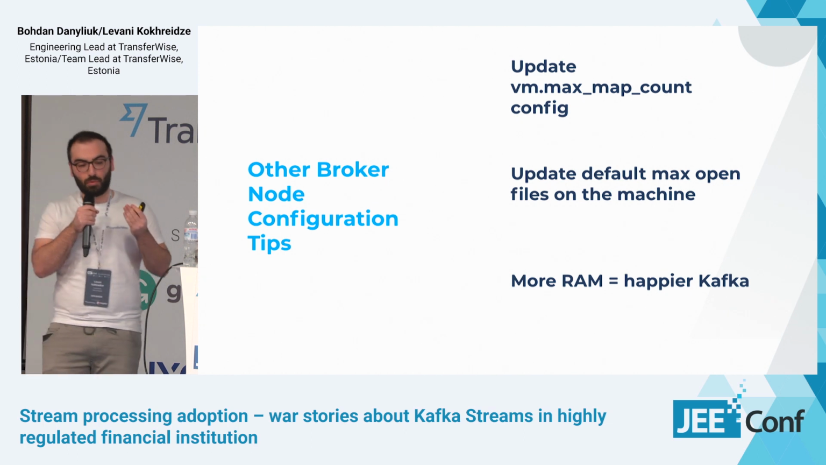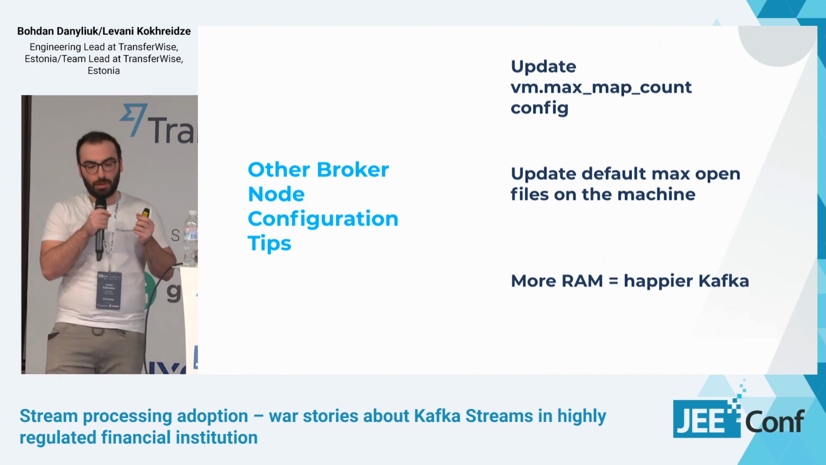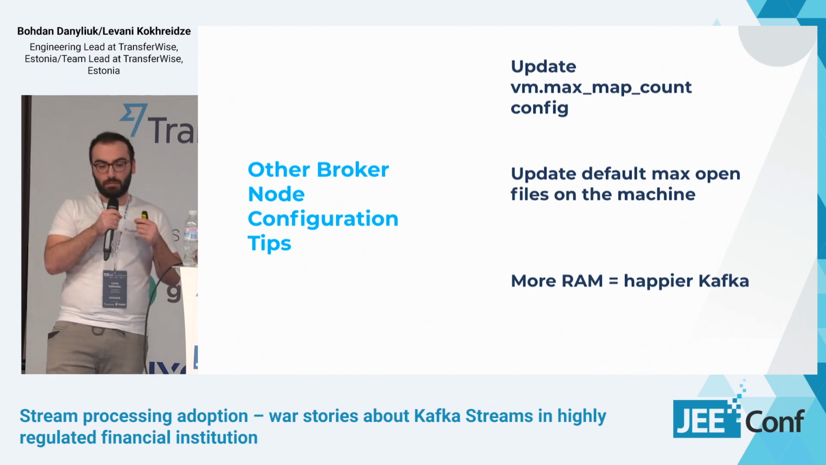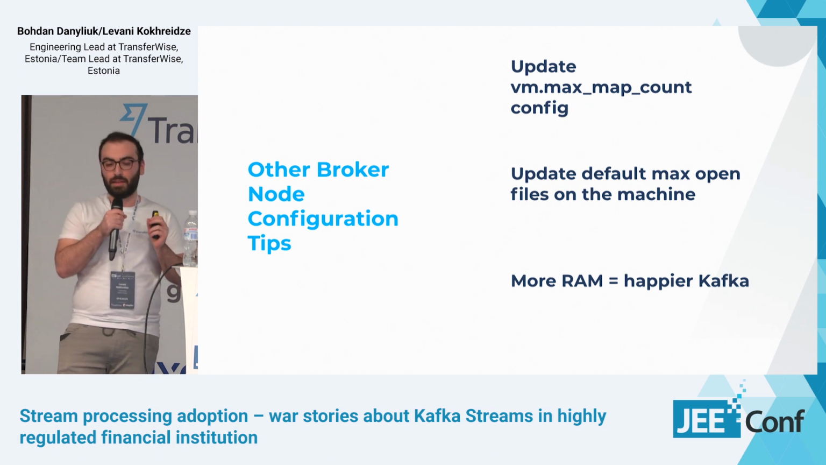Other broker configuration tips that you need to know while running Apache Kafka in production: update the vm.max_map_count config. Kafka uses page cache and native memory quite heavily.